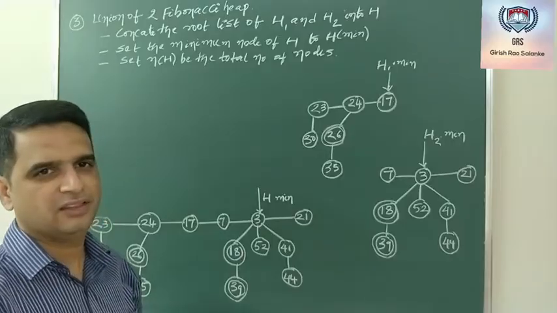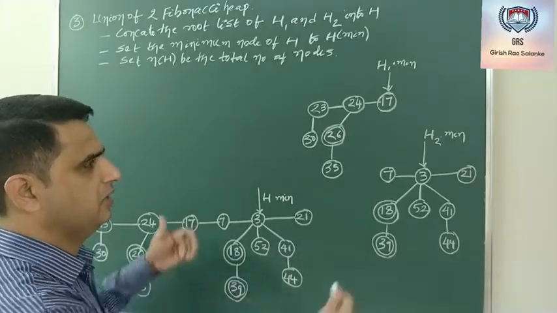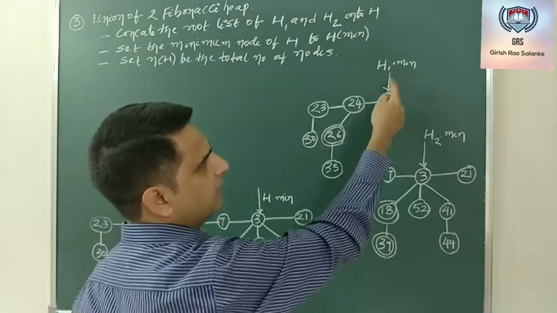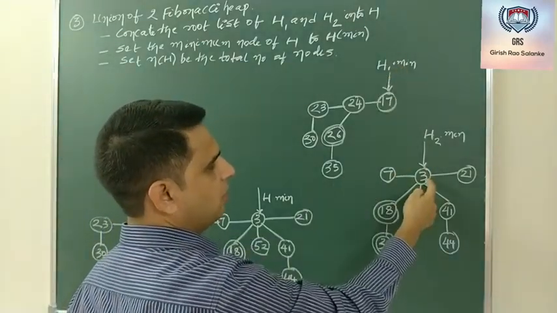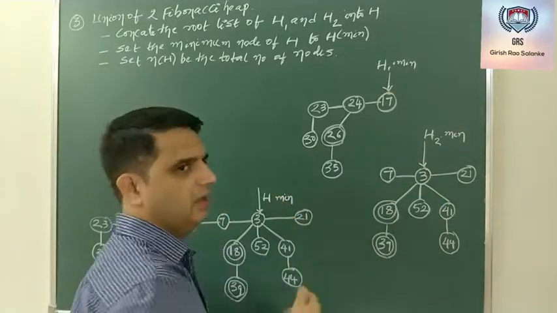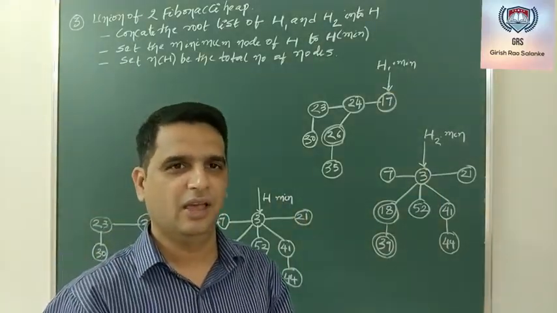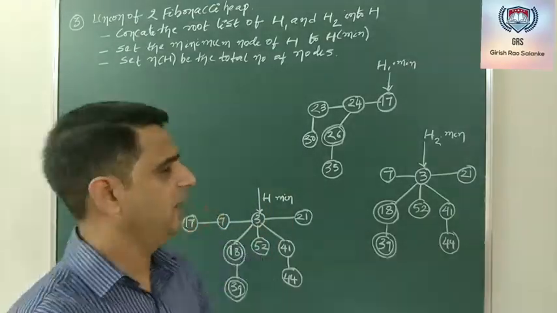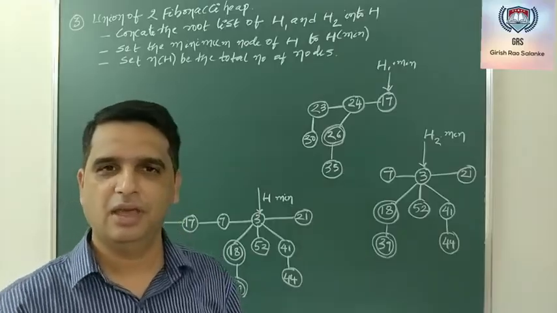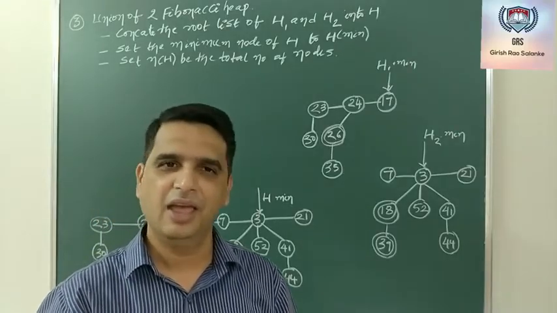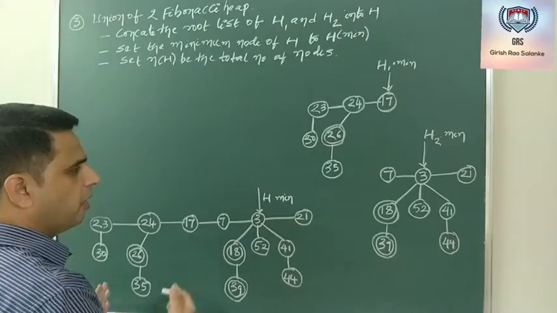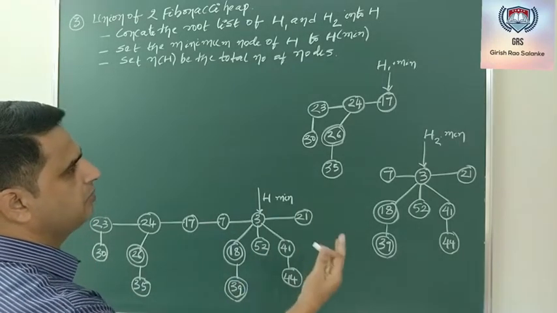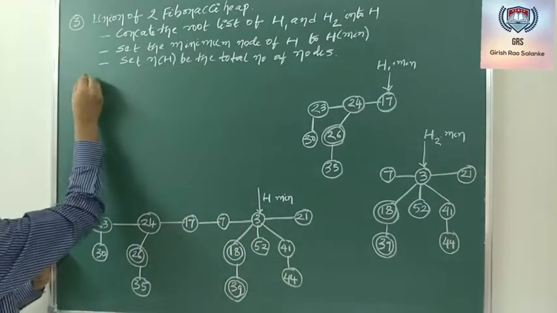How much time does it take? In order to concat two lists, it takes constant time. Just to do a comparison of H1.min and H2.min and update the pointer also takes constant time. And finally, to increase the number of nodes, that is n of H equal to n of H1 plus n of H2, takes constant time. So I can say the overall operation of performing a union on two heaps H1 and H2 takes constant time. That is my actual cost.